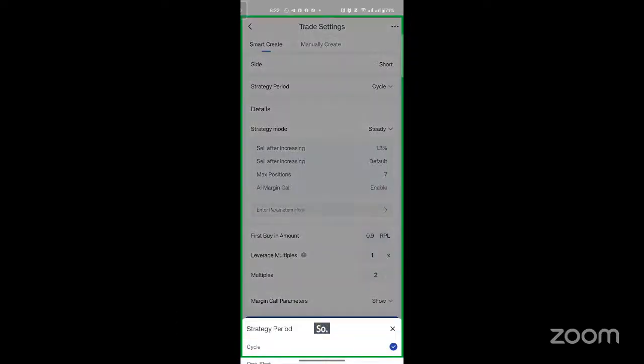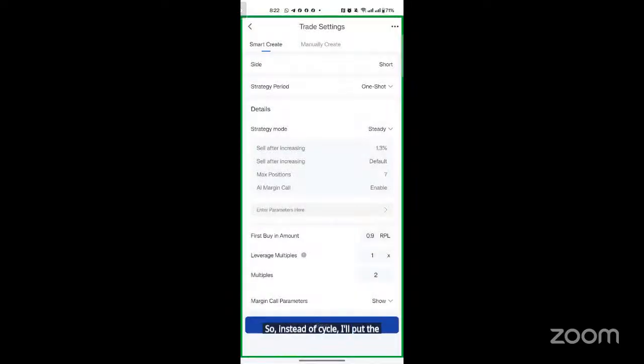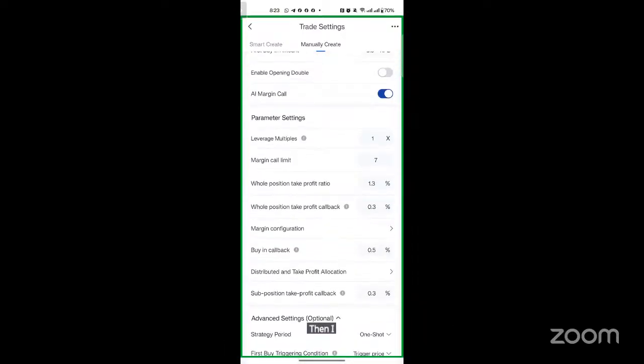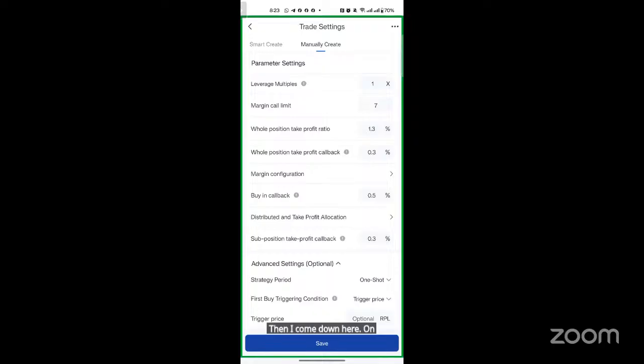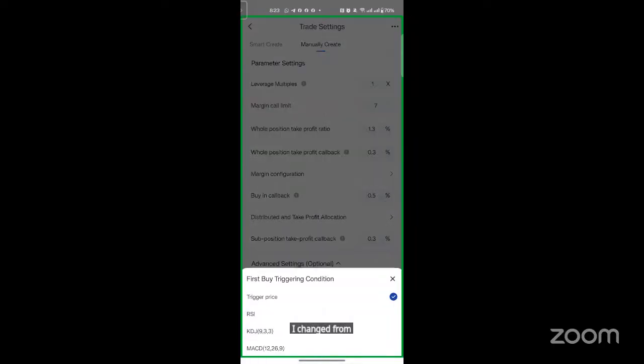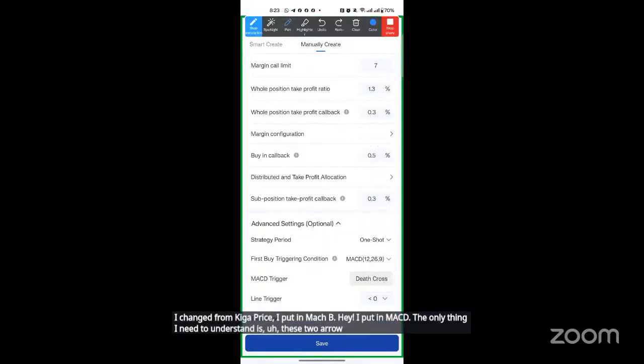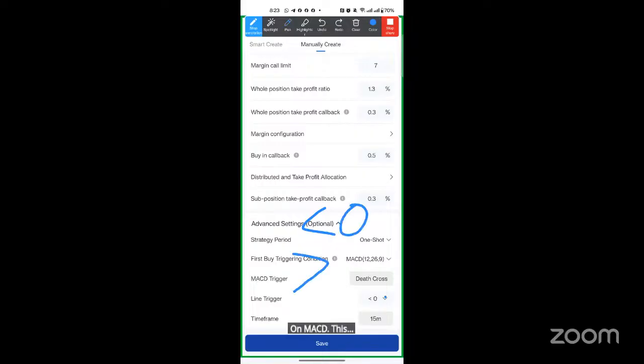So instead of cycle, I'll put the coin on one shot. The settings are here. What I will do is come here on parameter, then come down here on advanced. I change from trigger price and put in MACD. The only thing I need to understand is these two arrows on MACD. This and this.